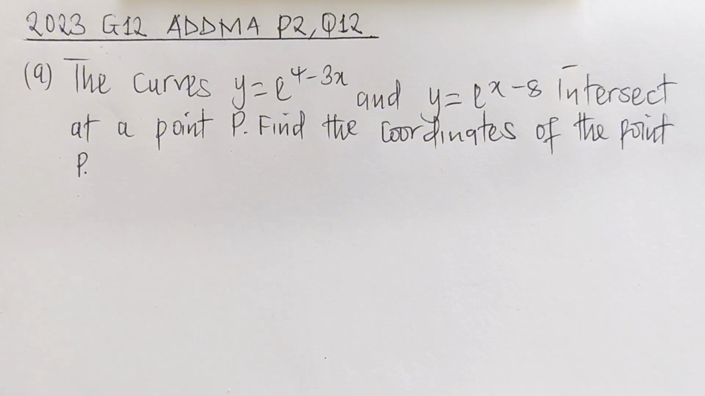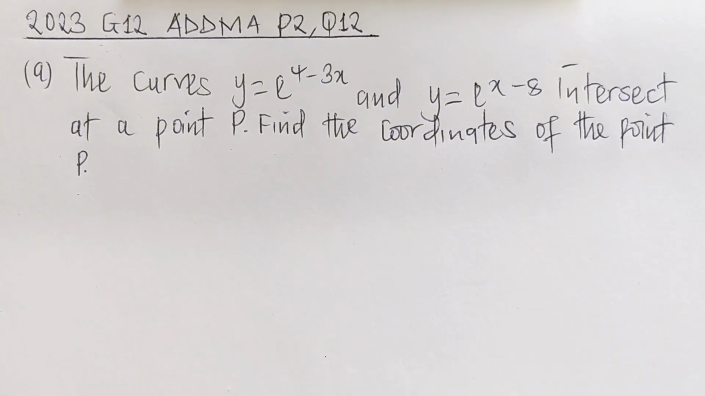These two questions were given in question 12 from a 2023 Grade 12 Additional Mathematics paper 2. The first question: the curves y equals e to the power 4 minus 3x and y equals e to the power x minus 8 intersect at a point P. Find the coordinates of the point P.